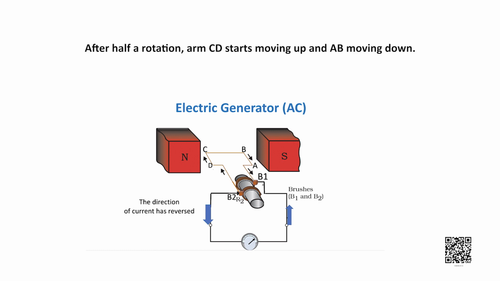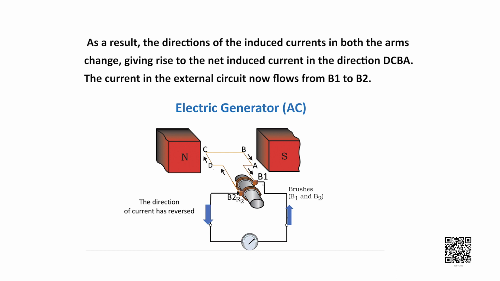After half rotation, CD starts moving up and AB moving down. As a result, the direction of induced currents in both the arms change, giving rise to the net induced current in the direction DCBA. The current in the external circuit now flows from B1 to B2. Thus, after every half rotation, the polarity of the current in the respective arms change.